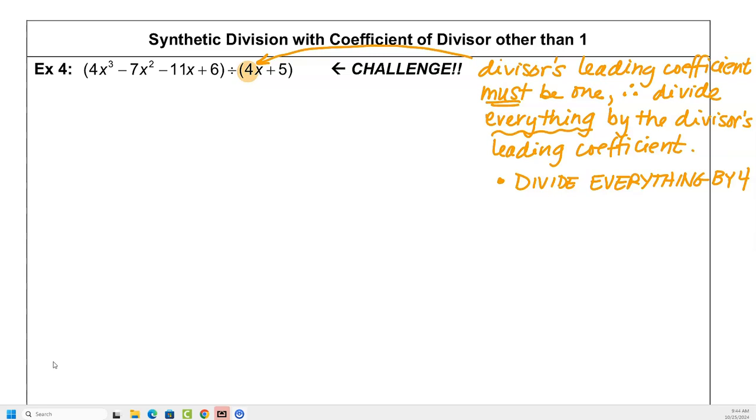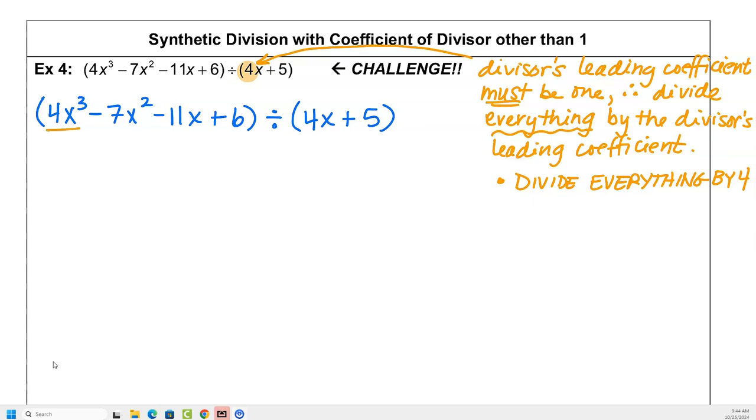Okay, so let me rewrite the problem one time here so that we can work with this. So it's 4x to the third minus 7x to the second minus 11x plus 6 divided by 4x plus 5. So remember, because of the 4 that's in this location, I'm going to divide everything by that 4. So that's on both sides.